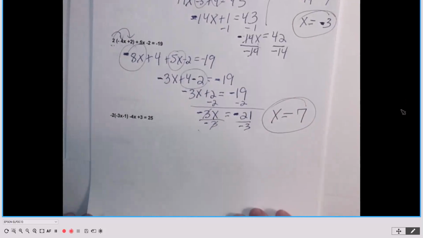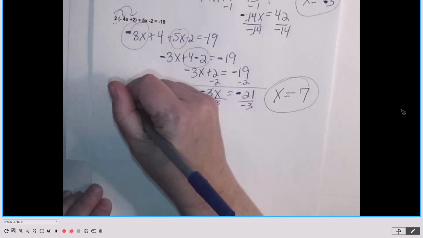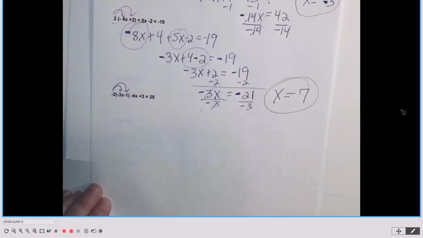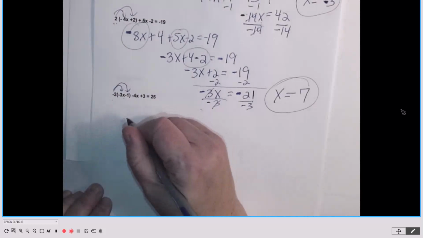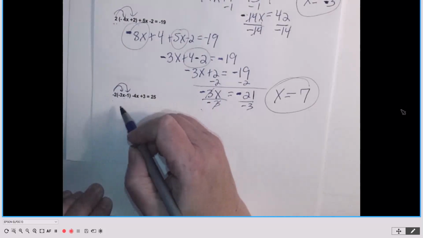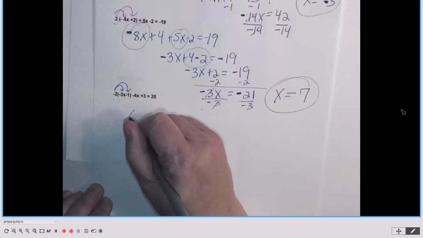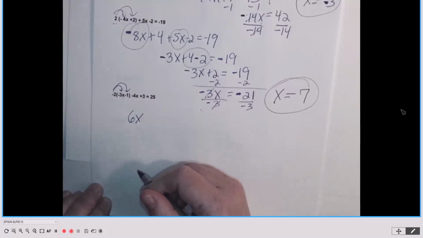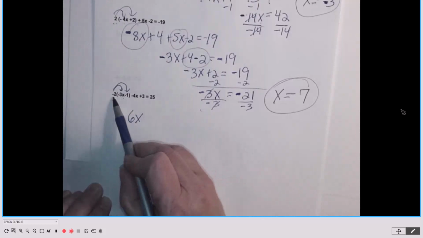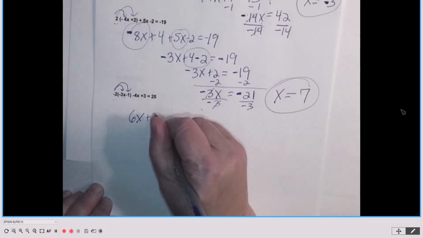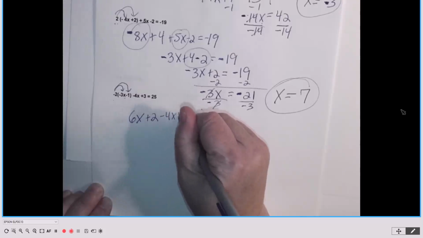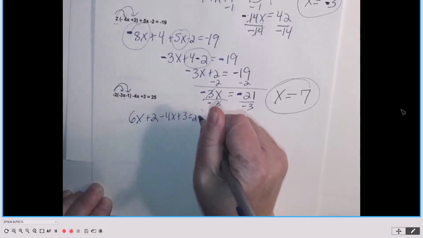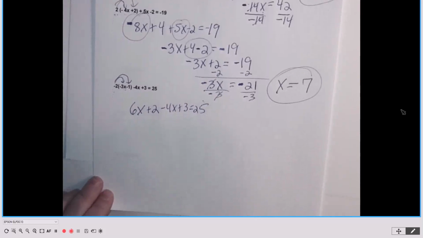All right, let's come on down here and let's do the distribution first. So negative 2 times a negative 3. This is where we might make little math errors. A negative times a negative will give us a positive value. So it's going to be a positive 6x. And then a negative 2 times a negative 1 is going to give us also another positive 2. And then rewrite the rest of these problems from the equation.